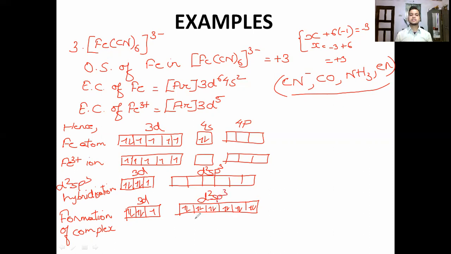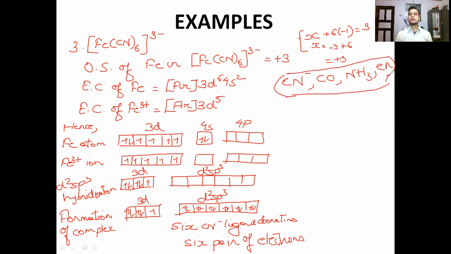Now, who is donating these electrons? It is the 6 CN minus ligands, donating 6 pairs of electrons to the central metal atom. So that is how. This will be very, very important. Please remember these 4 ligands.